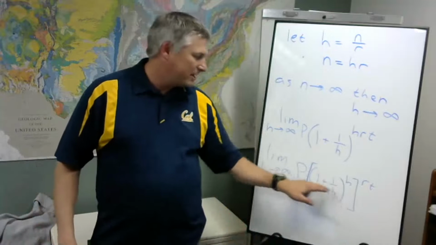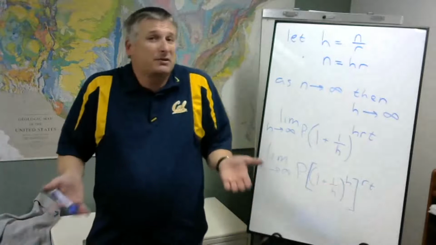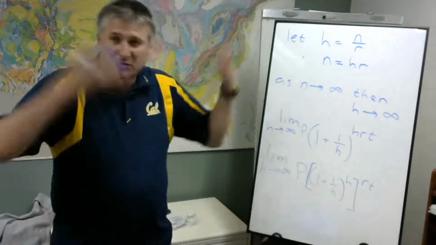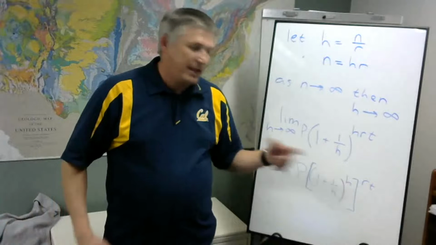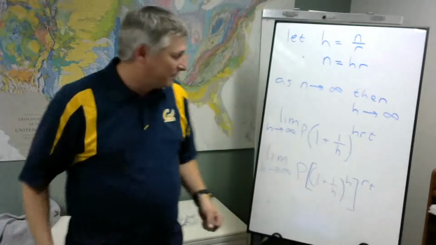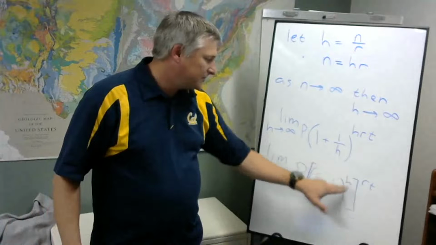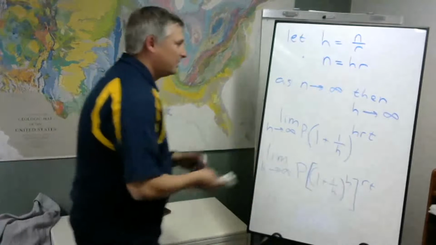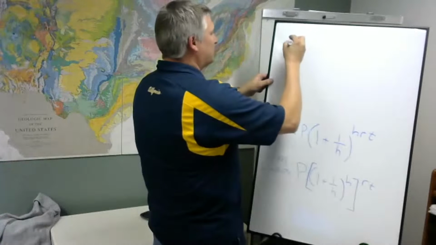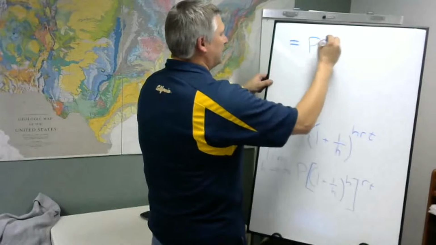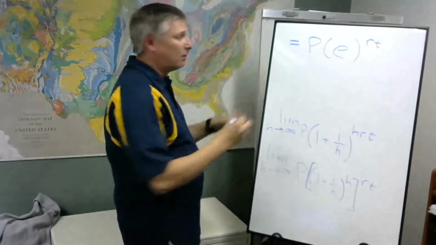Remember, we had 1 plus 1 over n to the n power. Well, h is going to do the same thing that n does. It's just going to get bigger and bigger. So having 1 plus 1 over h to the h power is going to be the same thing. And as h gets bigger and bigger, we know what this is going to become. It's going to become e. So we're going to get e to the rt.